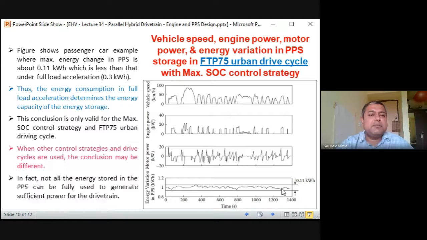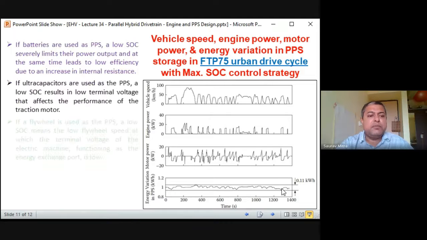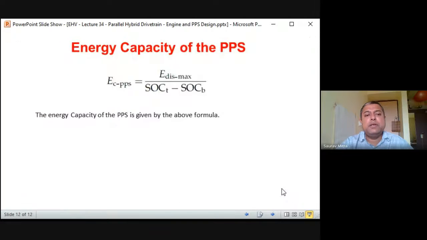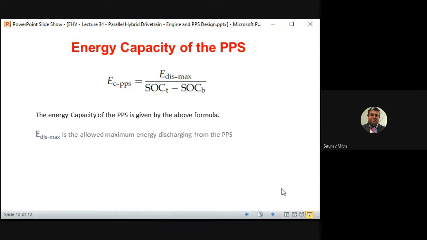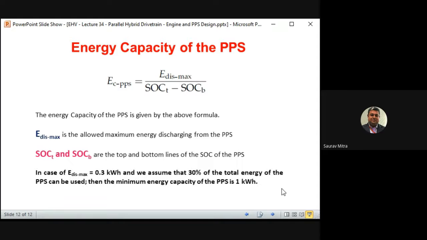And then there is a comparison of different technologies for PPS. And finally, what is the energy capacity of the PPS? So all these formulas look kind of the same, but if you read from the book or this PPT, you'll understand the things in detail. You have to give some more time to understand it, but the fundamentals are very easy. They are not as difficult as electronics related fundamentals. Vehicle things are comparatively much easier and much more interesting.